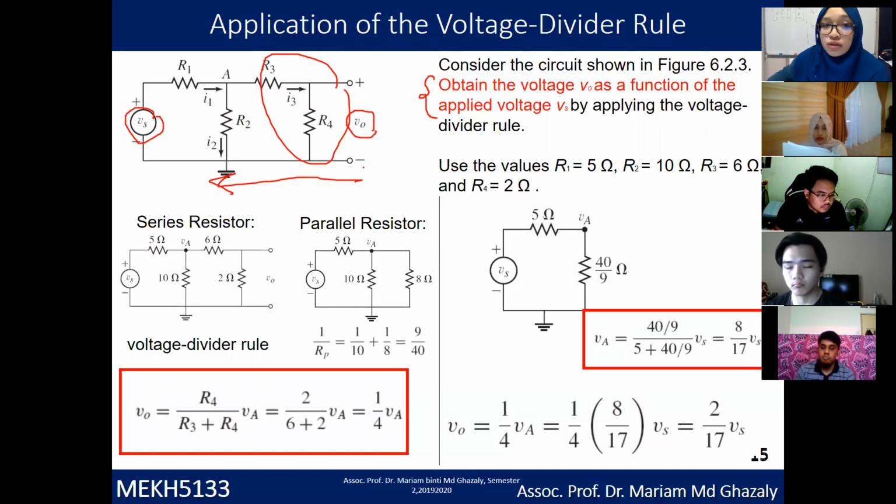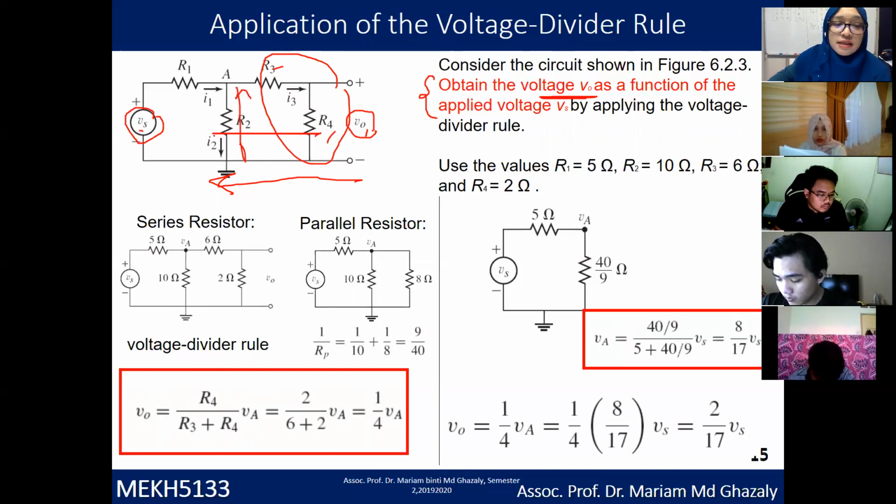So right now you have two loops. The first one is that, using the voltage divider rule, get the value for V0 first, since the question is to obtain the voltage V0. So V0, using the voltage divider rule, is R4 over R4 plus R3, over Vs.